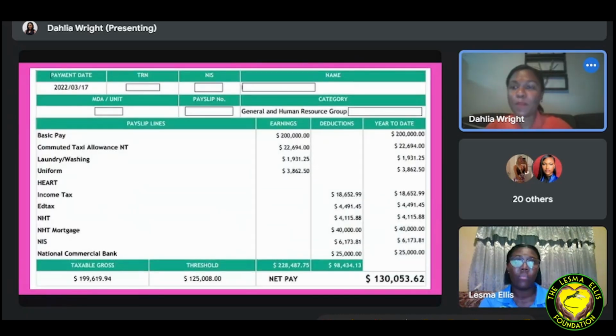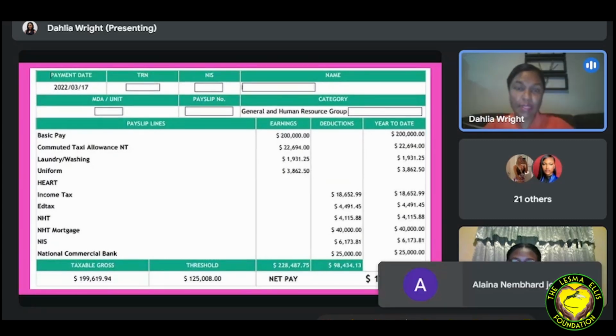All right. So a basic payslip is going to look something like this. No, it doesn't always have the same format, but you want to look out for the same things. You want to make sure that the payment date is on it, that you see your TRN and NIS numbers, that you have your name on it, and the company name in the main lines.